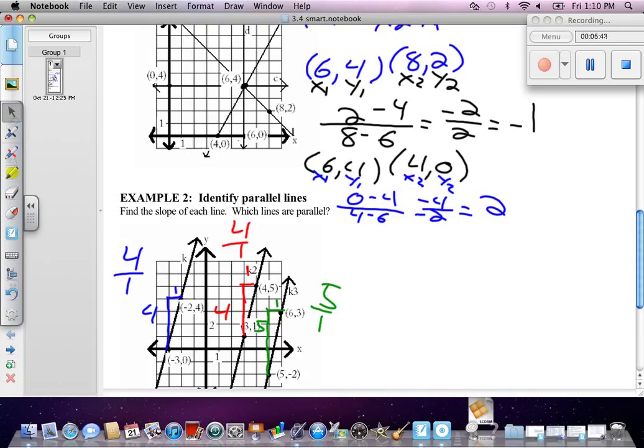So which ones are parallel or perpendicular to each other? K and K2. K is parallel to K2. And you know that because they have the same slopes.